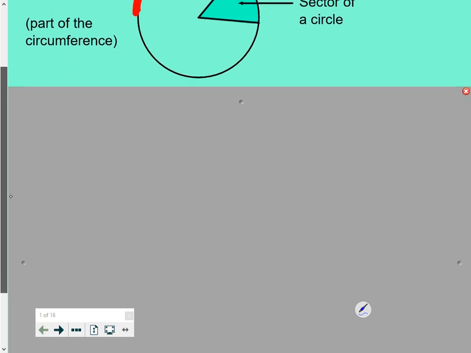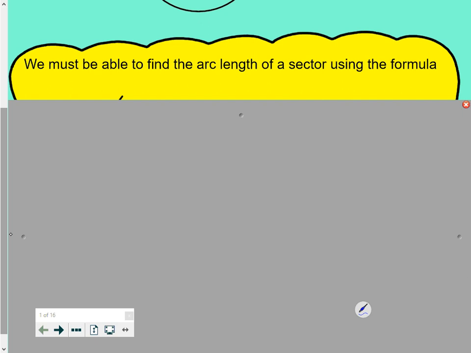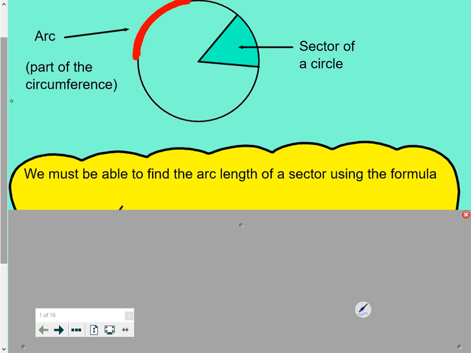Now, what we're going to start off by doing is we're going to try and find an arc length, first of all. And we're going to have a formula for it, but just before we look at the formula, I want to have a look at where it comes from. Now, if we were trying to work out the circumference of a regular circle, arc length and circumference are similar. It's a similar idea. It's the distance around the outside. However, an arc length just isn't the full length around the outside. So if I was trying to find the circumference of a circle, I would use C equals pi times d.